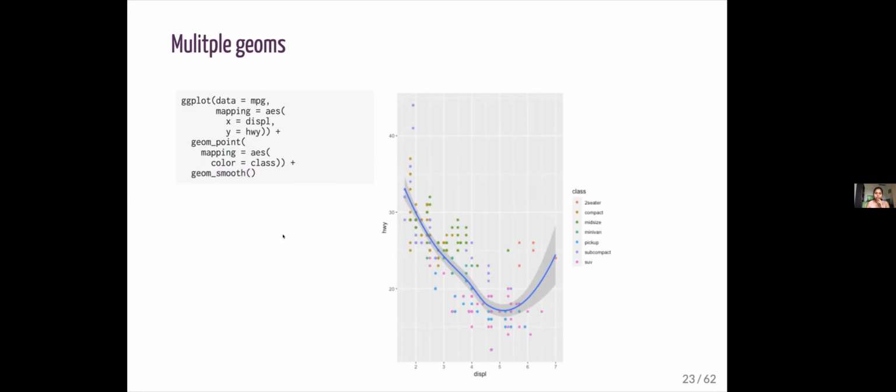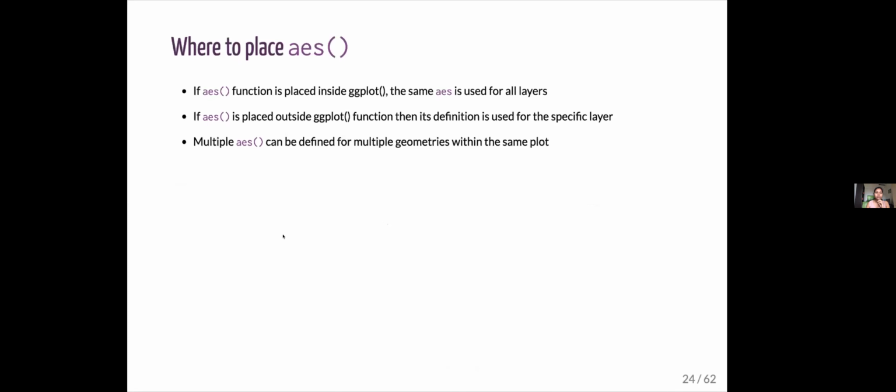Okay. Now, this is just a reminder of what I spoke about before: where to place your aes, where to place your mapping. If it is placed inside the ggplot function, the same aes is used for all layers. It translates to all layers. If aes is placed outside of the ggplot function, then its definition is used for that specific layer. Of course, you can define multiple aes, like we did for color equal to class, for multiple geometries within the same plot.